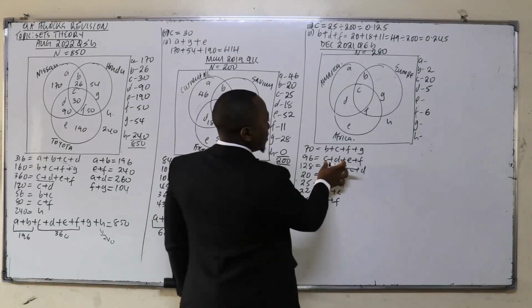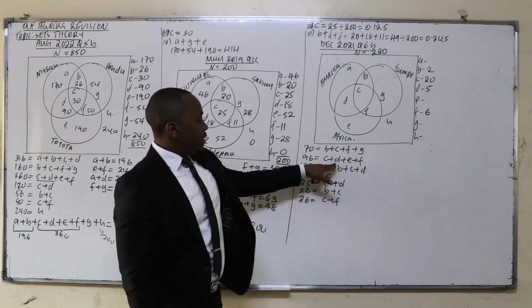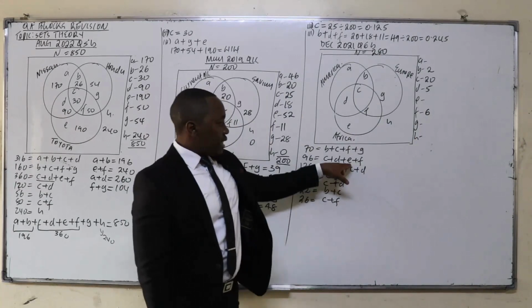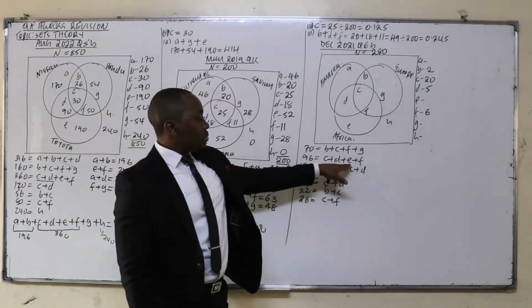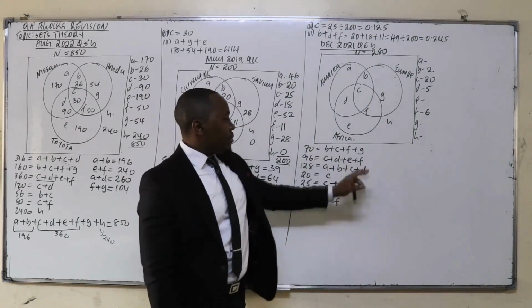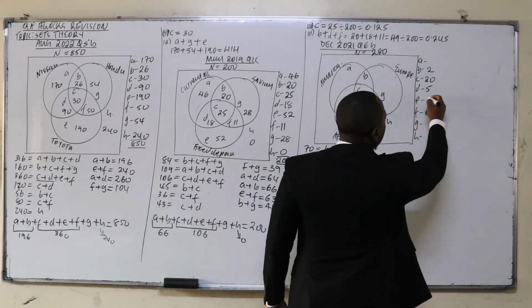CD is 25. Then we have F. F is 6. That means we can be able to get E. We'll take 96 minus 25 minus 6. How much is our E? 65.